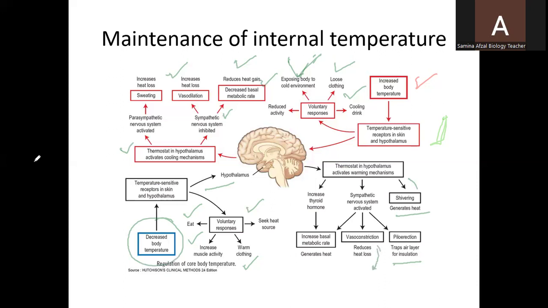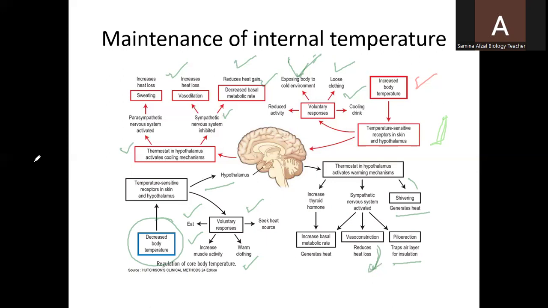Vasoconstriction means the blood vessels will constrict, whereas when the body temperature is high, vasodilation occurs. But when there is a decrease in the body temperature, at that time vasoconstriction occurs, due to which the blood vessels will constrict, and the blood flow to the skin will be reduced, and the heat loss will be prevented.